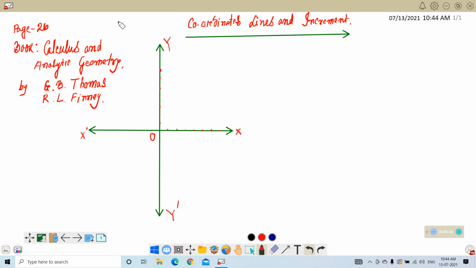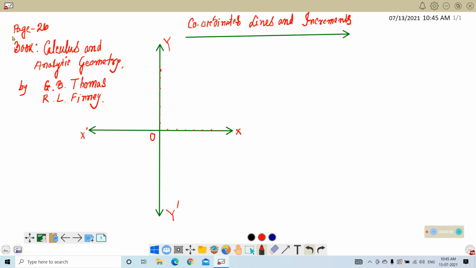It is an introductory course for studying our main course of physics. In this class, we shall discuss coordinates, lines, and increment. These topics have been taken from the book Calculus and Analytic Geometry by G.B. Thomas and R.L. Finney.